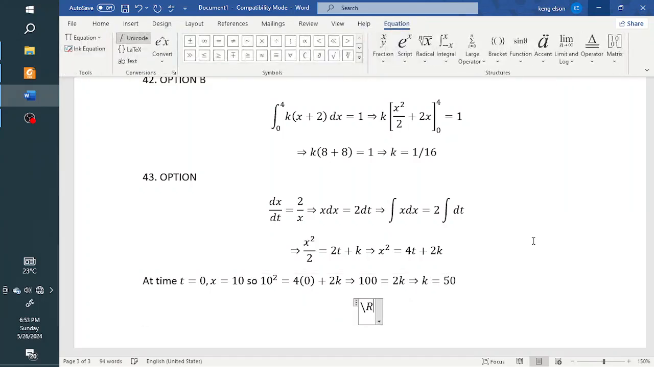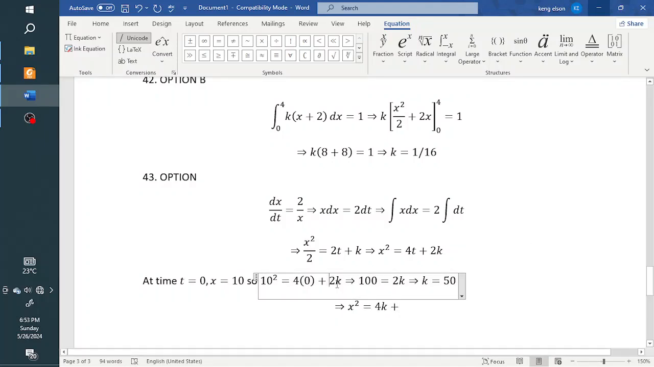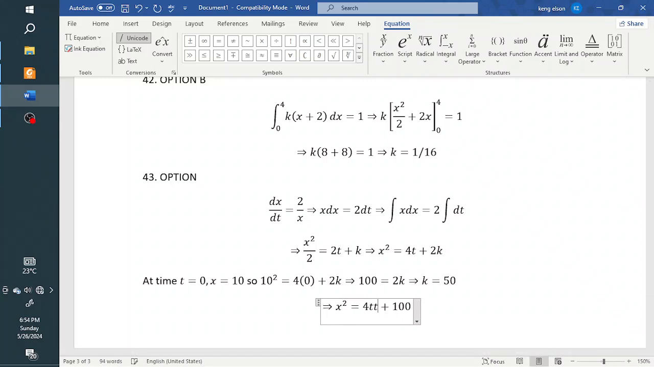So the quantity of water available, x squared, will be equal to 4t plus, in fact, 2k is equal to 100. We just needed to find 2k, because if k is 50, we replace back here and still have 100. So x squared equals 4t plus 100. This is a relationship between the amount of water present and the time to fill the container.